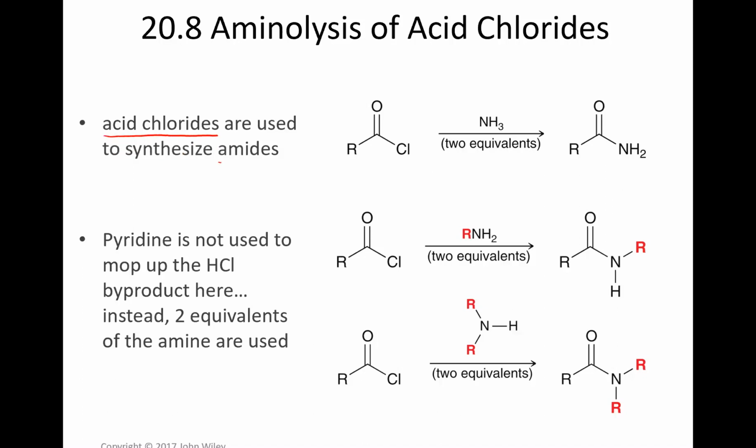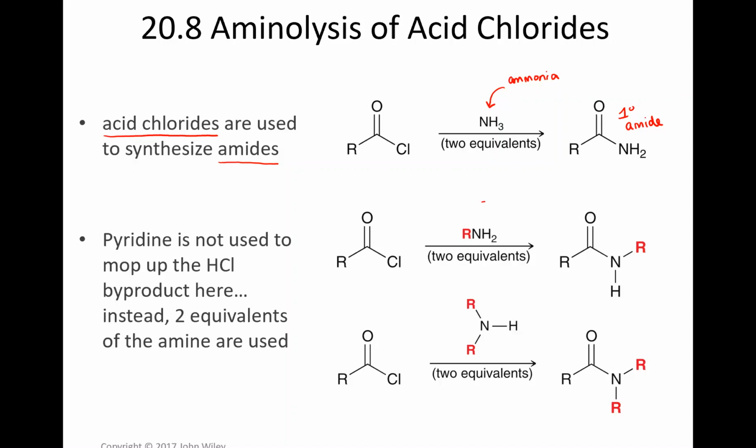Acid chlorides can be used to synthesize amides. There are 3 examples here. In the first example, we're treating an acid chloride with ammonia, and that produces a primary amide.